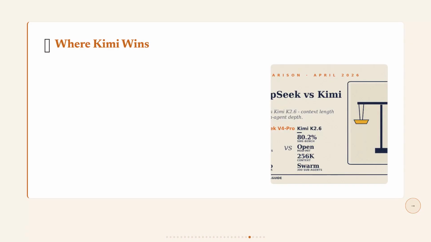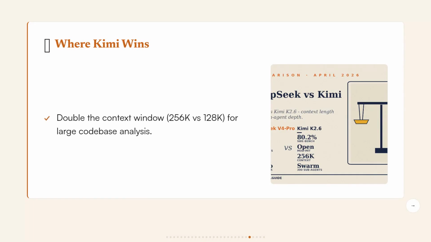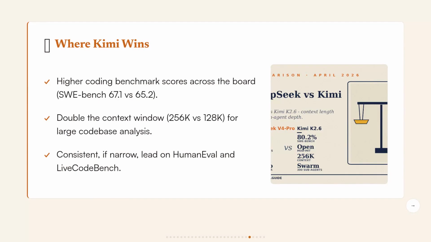Alright, so here's where Kimi is the clear pick. It scores 67.1 on SWE Bench verified versus DeepSeek's 65.2, and that lead holds across every coding benchmark in this comparison. It also doubles the context window at 256K tokens, which is a hard structural advantage when you're analyzing a large codebase and 128K just doesn't fit the whole thing.